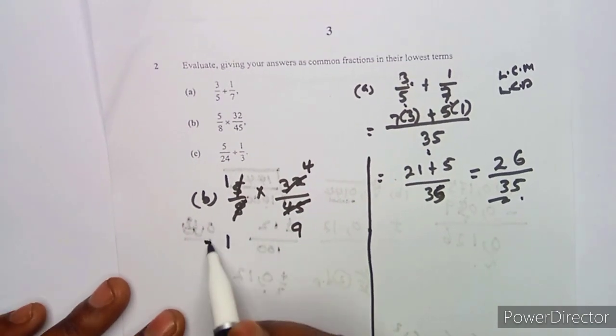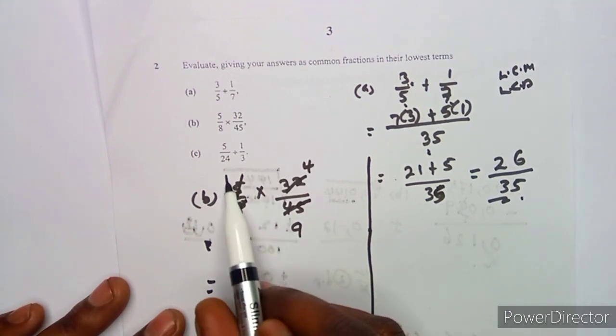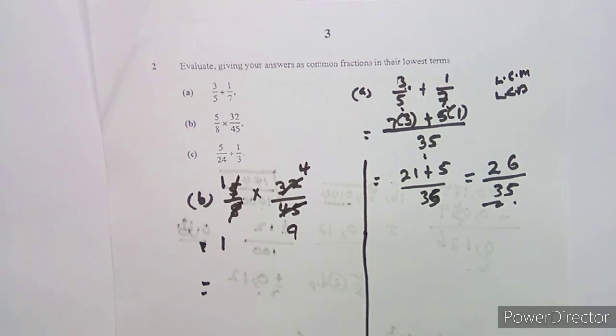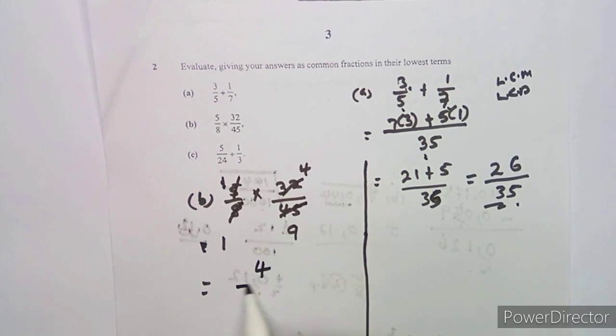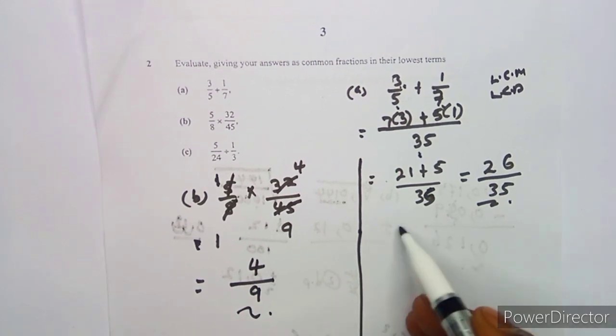All right, we have reduced here, so you can multiply the numerators, because you can't reduce anything now. So you can just multiply your numerator versus the numerator, that's 1 times 4, which is 4, and 1 times 9, which is 9. So we are going to have 4/9 in this case. All right. So that's it, guys.